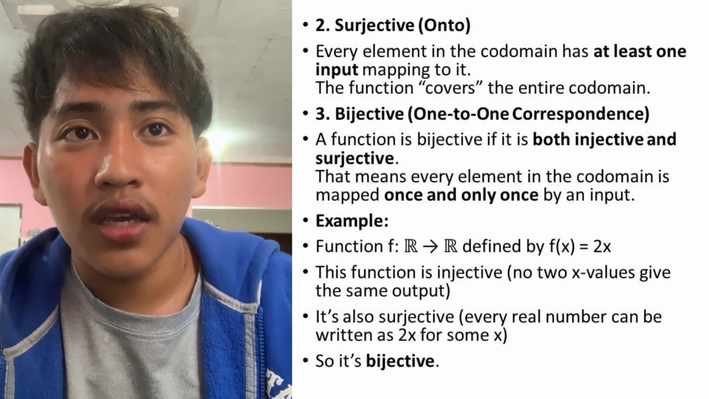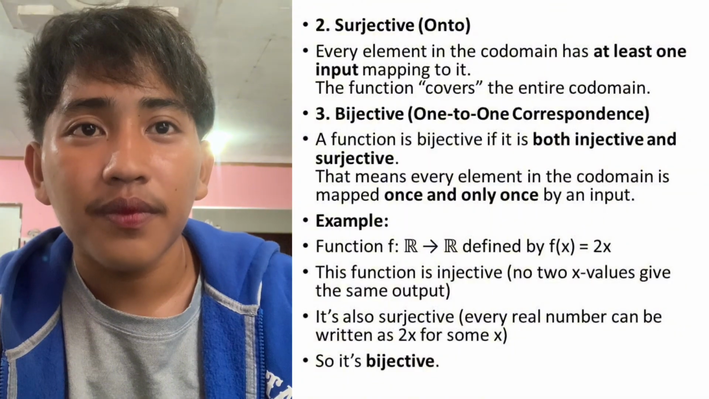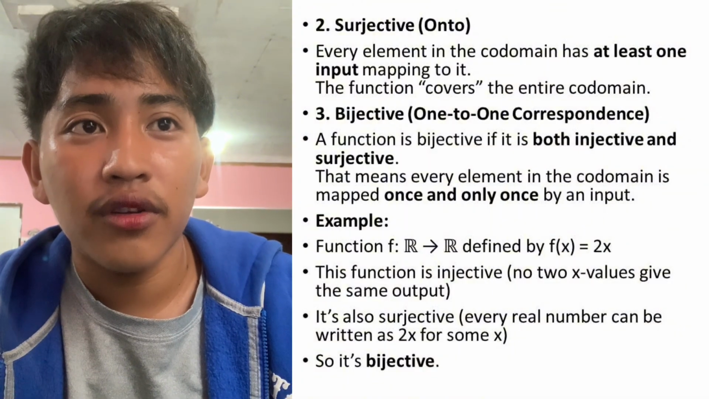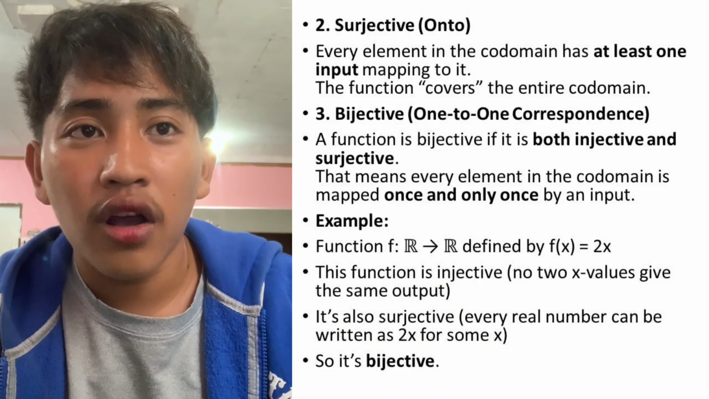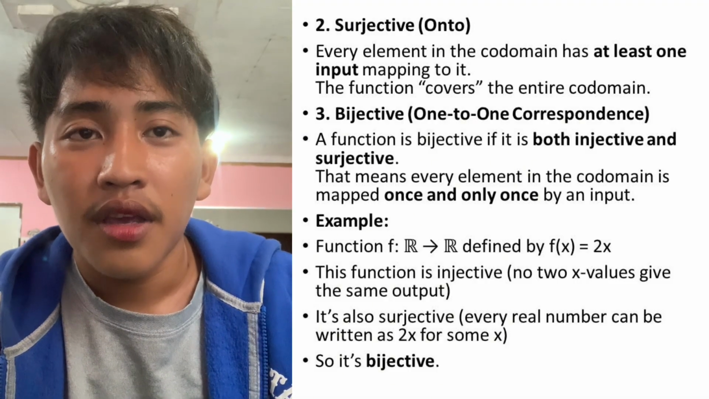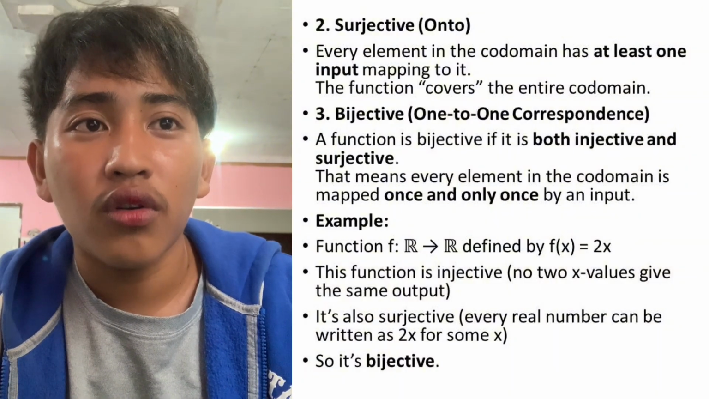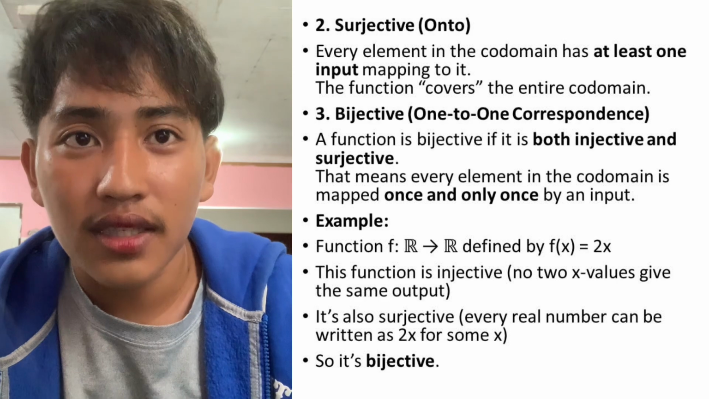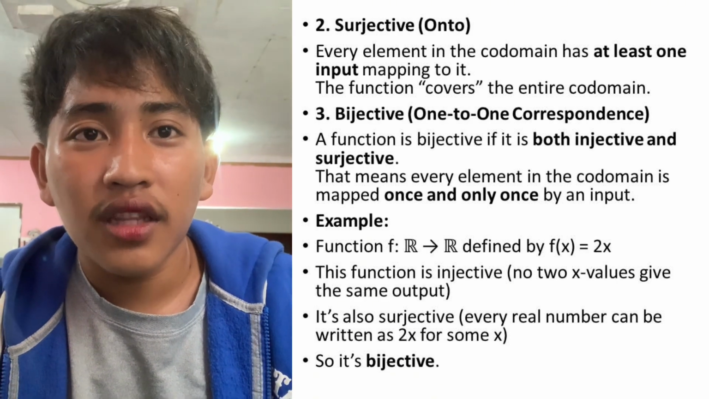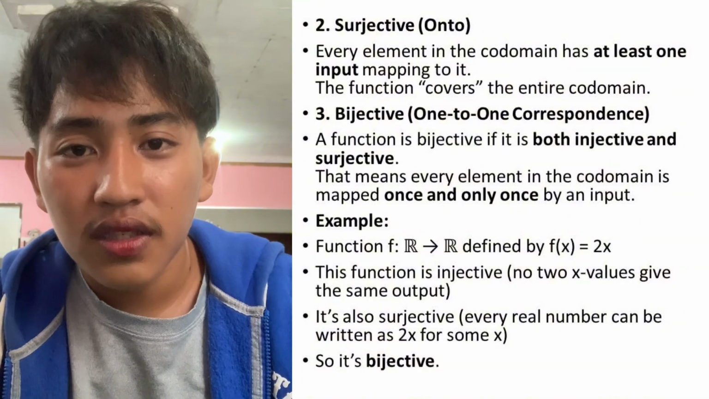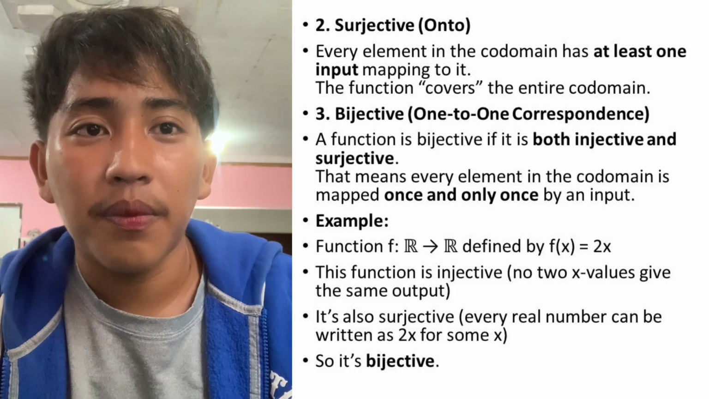Number 2 is surjective, or onto. Every element in the codomain has at least one input mapping to it. The function covers the entire codomain. Number 3 is bijective, or one-to-one correspondence. A function is bijective if it is both injective and surjective. That means every element in the codomain is mapped to exactly once by an input.